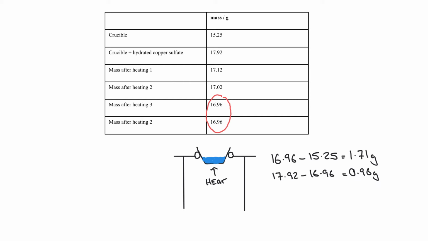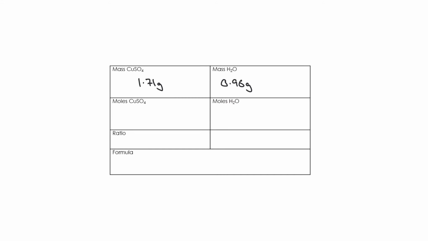So there we go. If we transfer the mass of the anhydrous copper sulfate and the mass of water to a table, we can easily work out the formula of hydrated copper sulfate. Okay, so I've got my masses on a table there, and this really helps me follow the method. We need to convert mass to moles. Moles is mass divided by Mr. So for copper sulfate, it's 1.71 divided by the Mr of anhydrous copper sulfate, which is 159.5. Similarly for water, 0.96 divided by the Mr for water, which is 18. Now let me work that out.